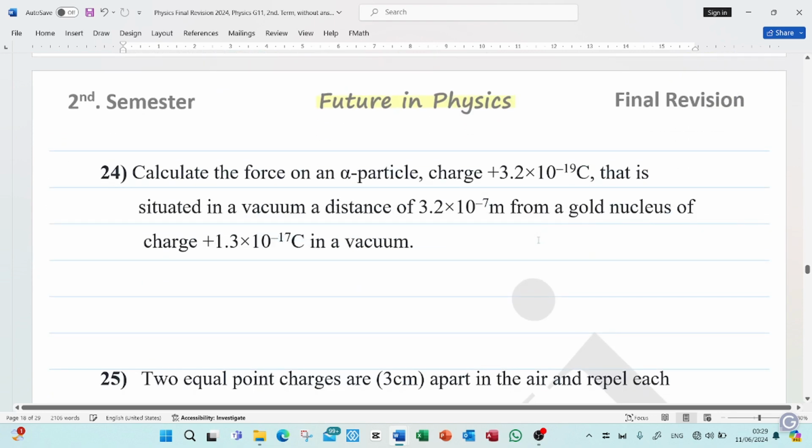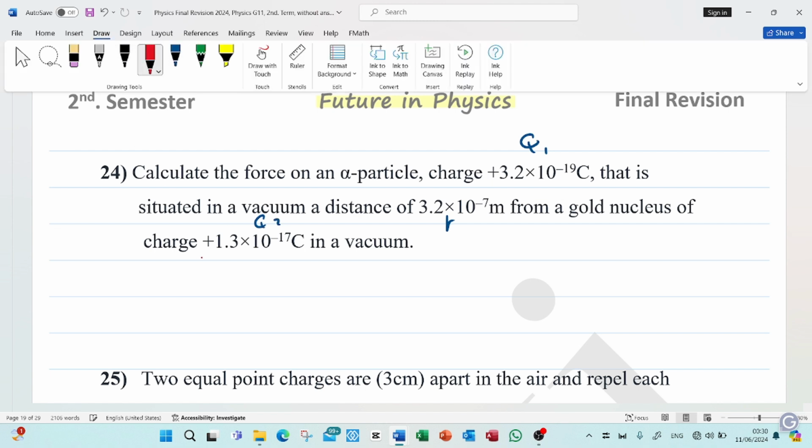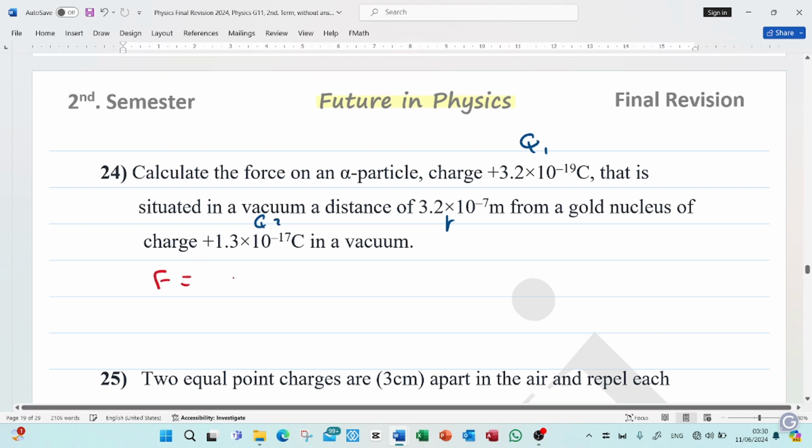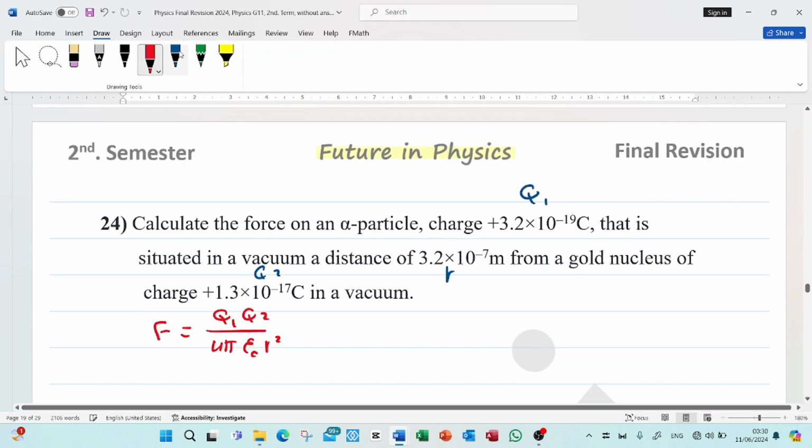Calculate the force on an alpha particle of a charge. So this is Q1 that is situated in vacuum at a distance R of a gold nucleus. This is Q2. Now the formula from the formula sheet, F equals what? Q1 Q2 over 4 pi epsilon naught R squared. Epsilon naught is a constant. It's given in the formula sheet.